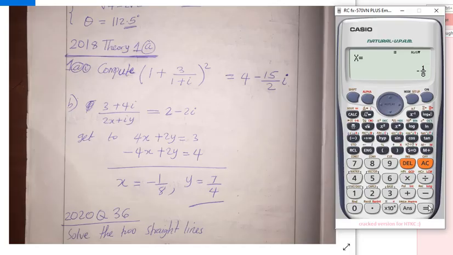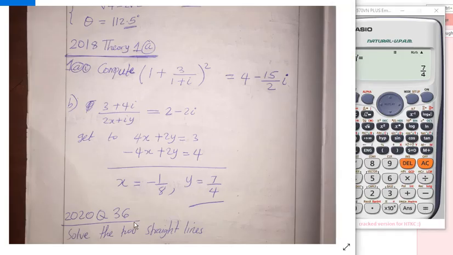x is minus 1 over 8. You can see x is minus 1 over 8. Then y is 7 over 4. So imagine you cannot even solve a simultaneous equation. You just write, solving the simultaneous equation we obtain, and you just write the answer for them. Do you understand?